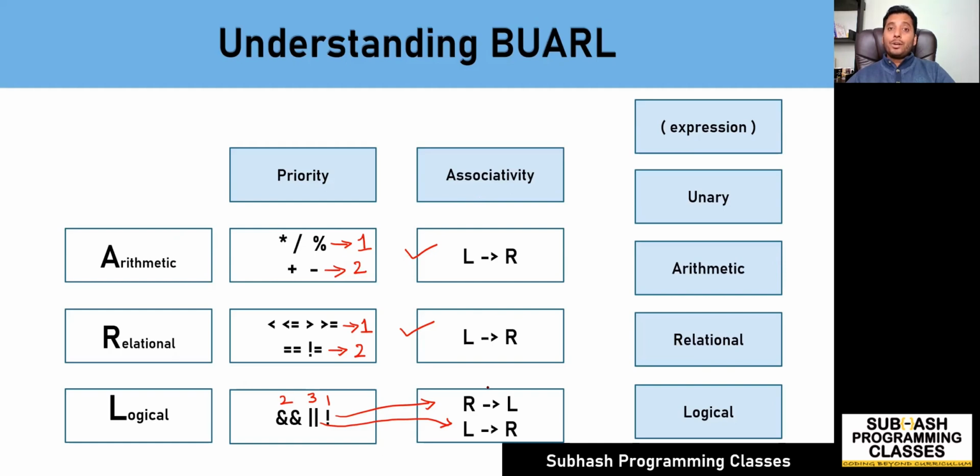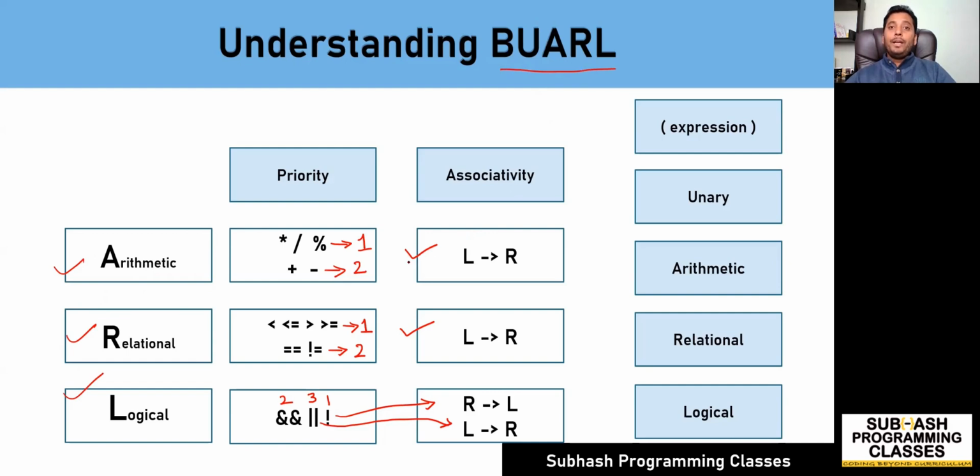But the problem, or the confusion, arises when you want to evaluate an expression that contains a combination of arithmetic, relational, and logical operators, right? There you get confused as to which operator must be evaluated first. It means you get confused as to, should I evaluate the logical operator first, or the relational operator first, or the arithmetic operators first, isn't it? So to avoid such confusions, we will have to follow a rule called the BUARL rule.